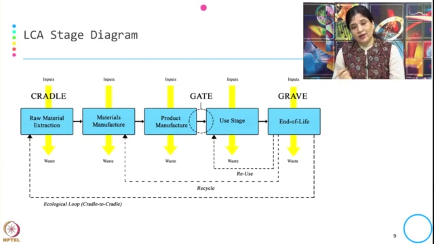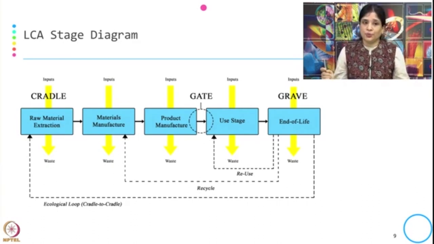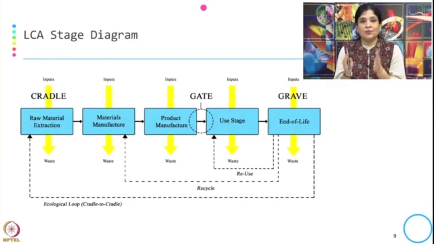And there are variations of this LCA. So, you will find cradle to gate when the impact of the product is only assessed, estimated from the raw material sourcing to the product manufacture; then this variant of LCA is known as cradle to gate. If the environmental impact of the product is estimated from raw material to the end of life disposal, then this variation of the LCA is known as cradle to grave.